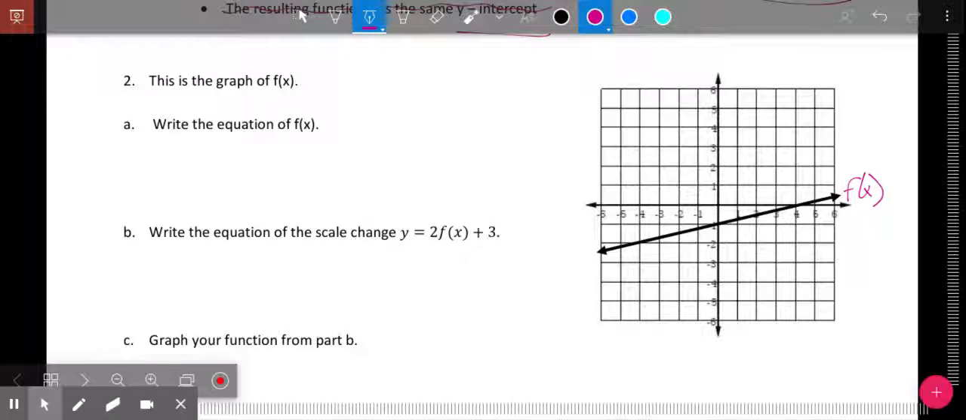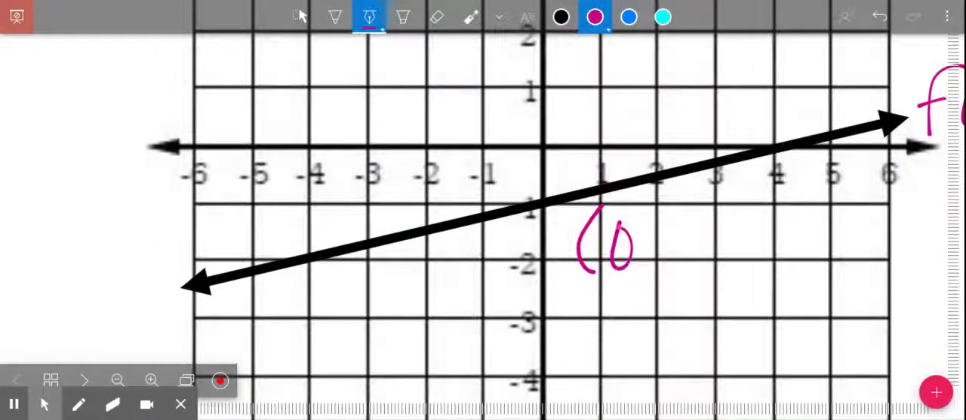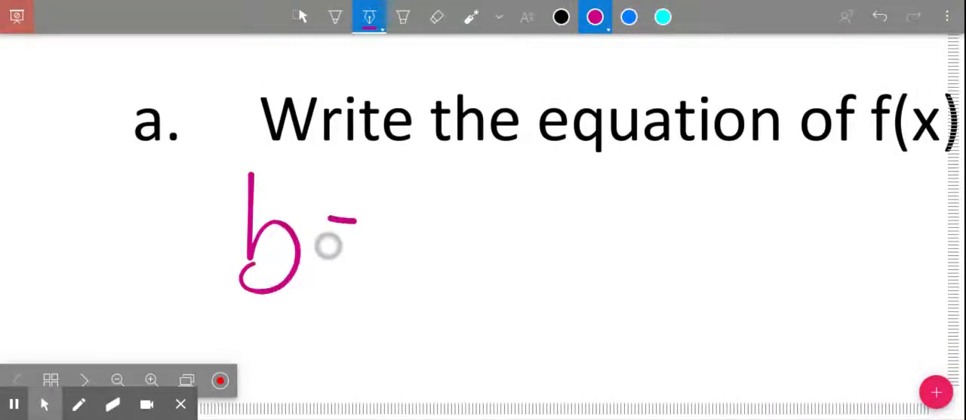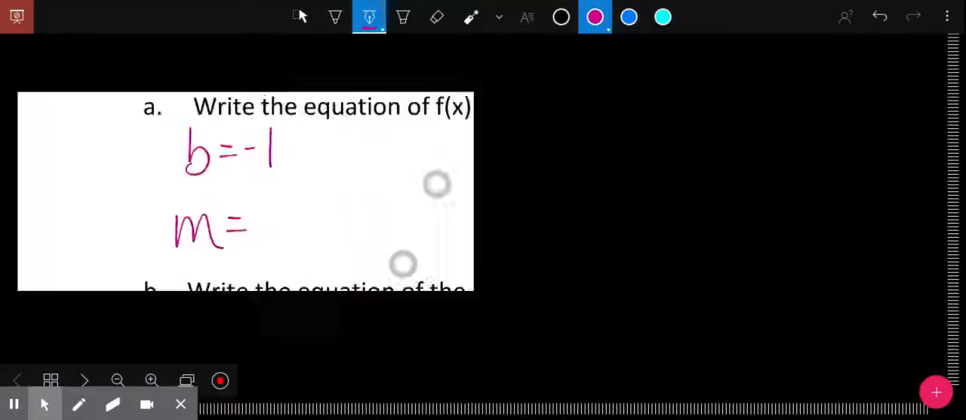And we're going to start by writing the equation of f of x. To write the equation, we need to start with our b value and our slope. My y-intercept here is (0, -1), which makes this my b value. So I know my b value is going to be -1. Now I need to find my slope.